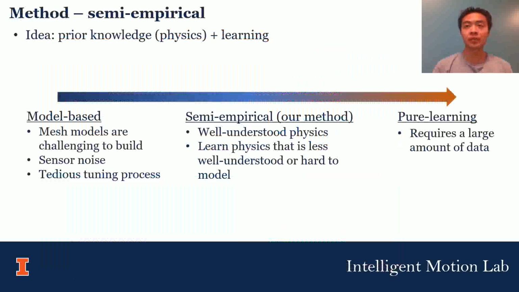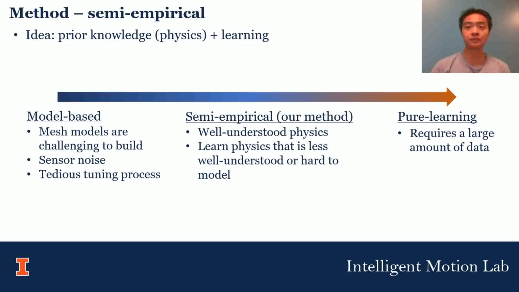Our method is a semi-empirical approach that integrates machine learning with physics. The general idea is to combine well-understood physics with learning that abstracts away physics that are not well understood or are difficult to compute or tune the parameters of. Common modeling approaches such as the finite element method require an object's geometry and its material properties to be represented by a volumetric mesh model. Mesh models are challenging to build from noisy sensor data, and calibrating their material properties is also hard. On the other hand, pure data-driven models would need a large amount of training data, which is often prohibitive for robotics tasks.